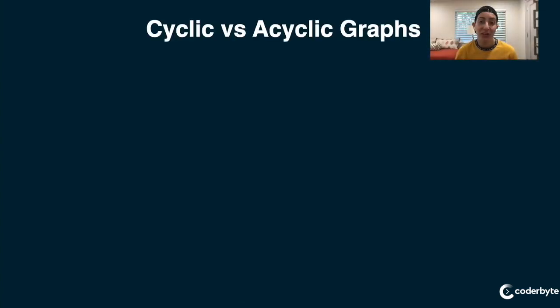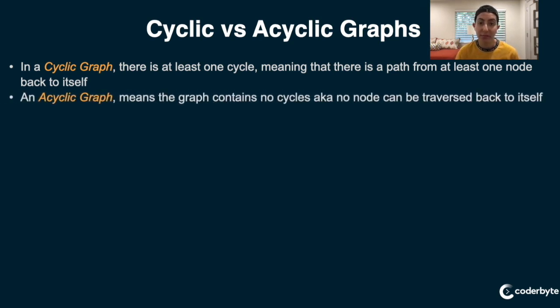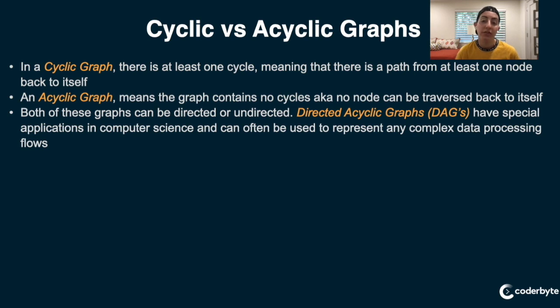You may have also heard of cyclic versus acyclic graphs. This is another pretty easy concept. In a cyclic graph, there is at least one cycle, meaning there is at least a path from one node back to itself, right? There has to be one kind of loop in the graph. Acyclic graphs, however, mean there are no cycles, meaning no node can ever be traversed back to itself. Both of these graphs can be directed or undirected.